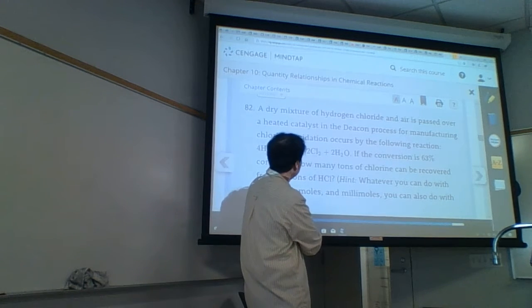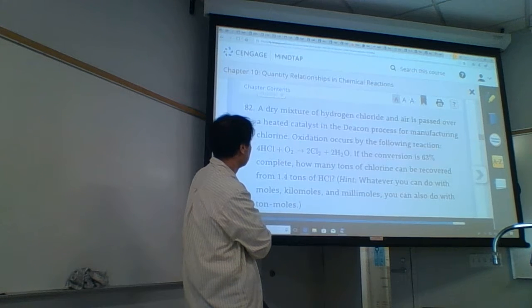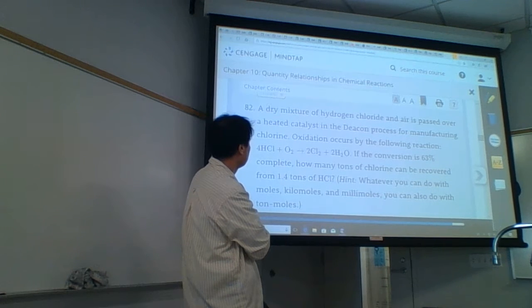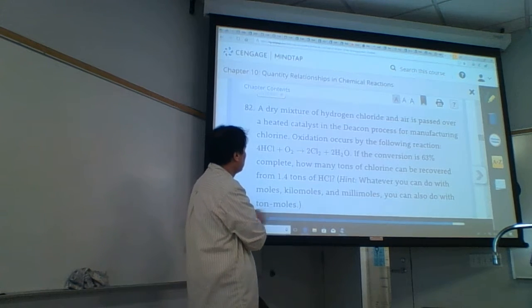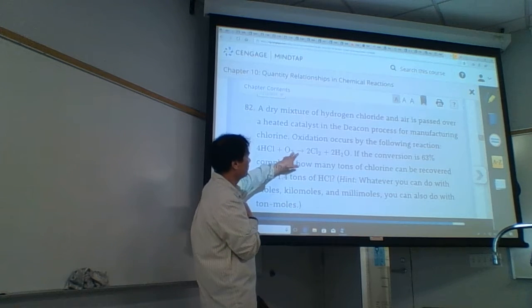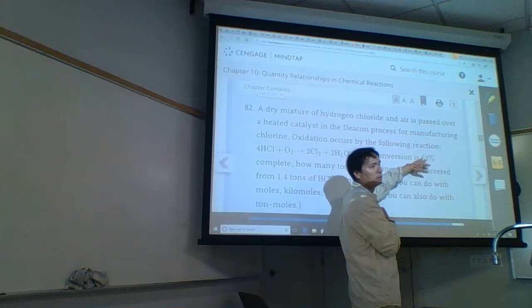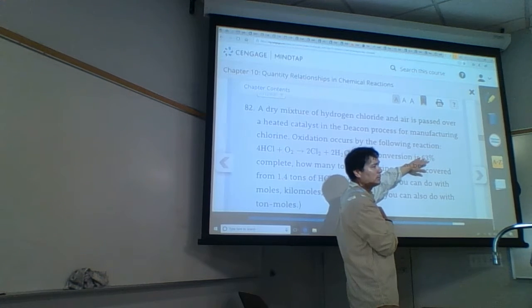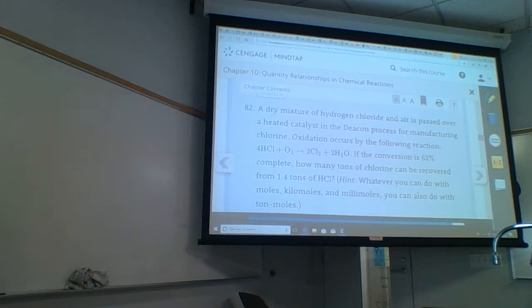If the conversion is 63% complete, how many tons of chlorine can be obtained from 1.4 tons of HCl? So 1.4 tons of HCl is going to give a theoretical yield of chlorine. That theoretical yield of chlorine has to be cut down to 63%. Does that make sense? And so our actual yield is going to be less.